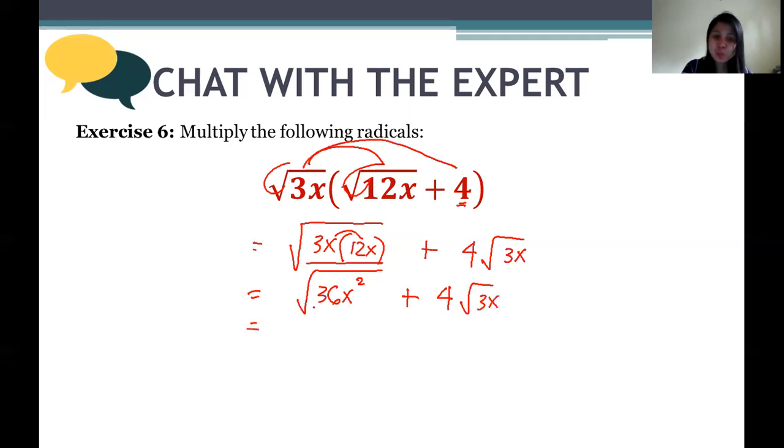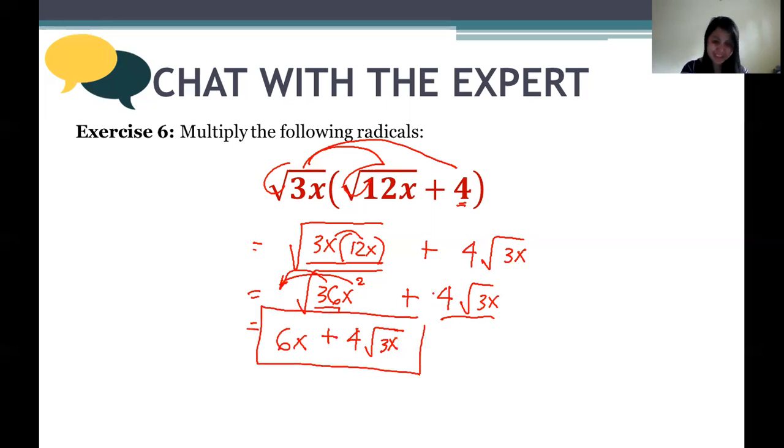Next, square root of 36 is 6. It goes out. Square root of x squared is x. It goes out. No more left inside. Then we copy the last one. Plus 4 square root of 3x. They are unlike radicals. So this is now our final answer. 6x plus 4 square root of 3x.